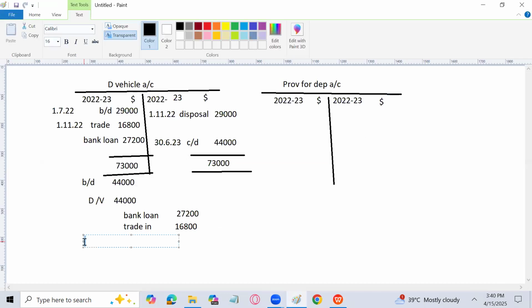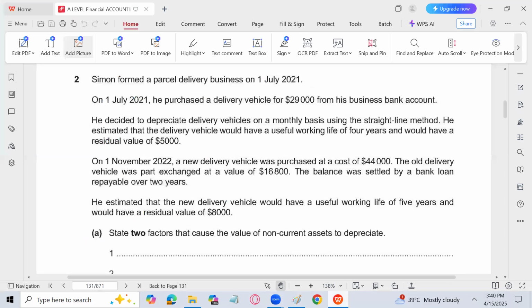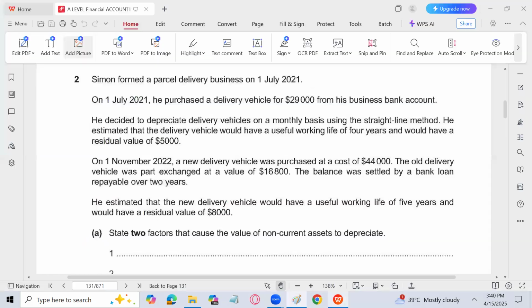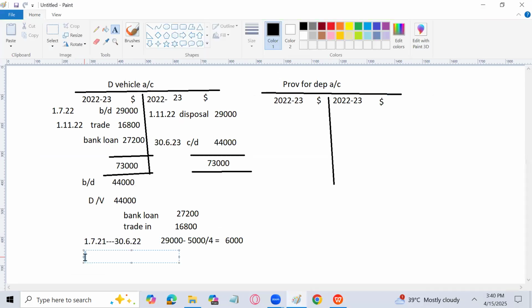First of all, we have used this asset from 1/7/21 till 30/6/22. Whole year have passed. 29,000 is the cost minus scrap value. Let's see, residual value is 5,000 for this asset, and the useful life is 4. So 29,000 minus 5,000 divided by 4, how much? 6,000, right? Again, the asset is, let's see, either this is month-to-month basis. Yes, it is month-to-month basis. But straight line method, still it is easy to calculate.